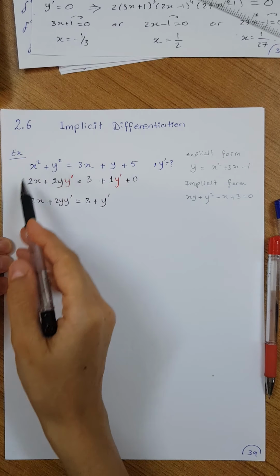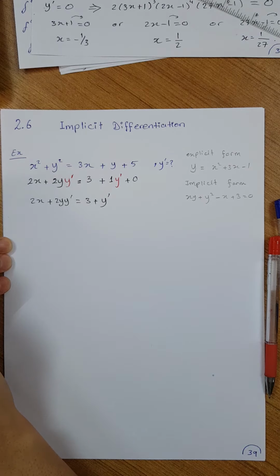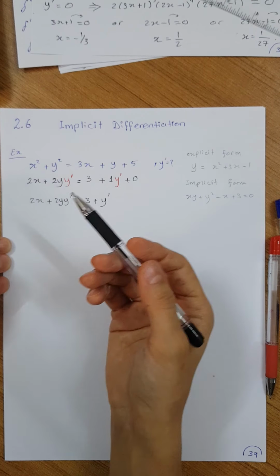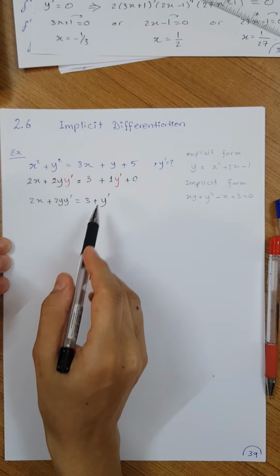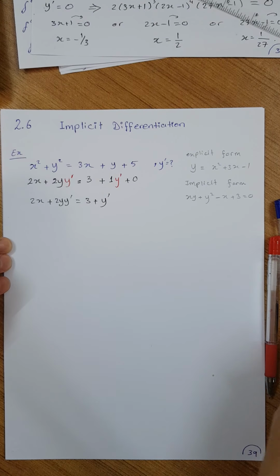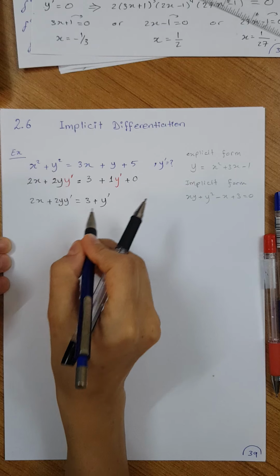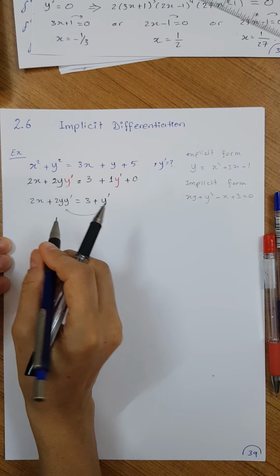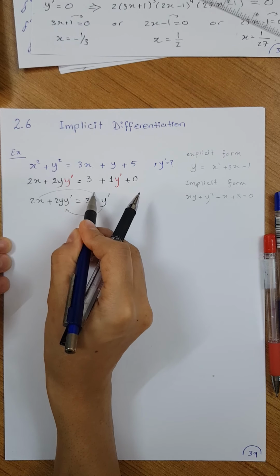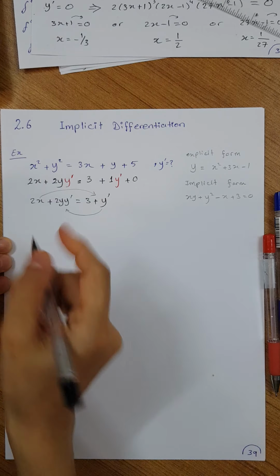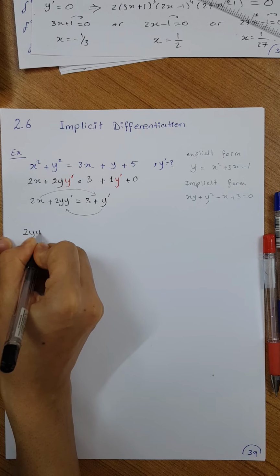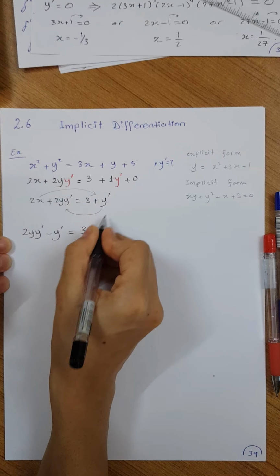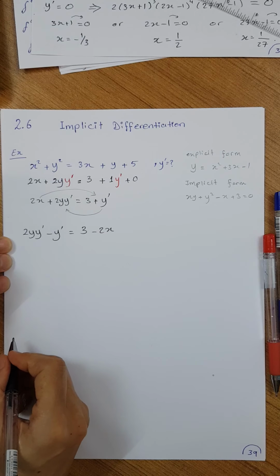It's true that we have differentiated that concept, but if it is required from you to find y prime, you have to rearrange the differentiated form into something written in y prime form. So I'm taking that y prime to the other side to collect it with the y's, and I'm taking the other things to the other side. Okay, so that one will be 2y y prime minus y prime is equal to 3, and taking this one to the other side, that would be 2x.